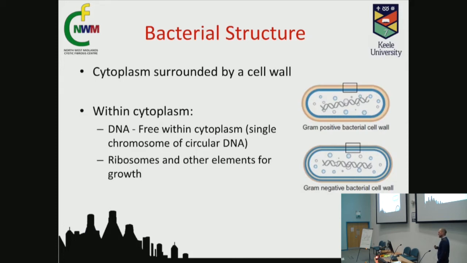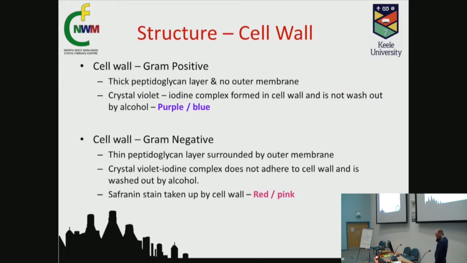And then you have, in addition, also in the cytoplasm, other elements that help you produce proteins or produce energy. So you have ribosomes, for example. And one of the most important things we need to think about is the structure of the bacterial cell wall. So we're going to come back to a difference between gram-positive and gram-negative bacteria. Gram-positive bacteria have a thick peptidoglycan layer and no outer membrane. Okay, so thick peptidoglycan, no outer membrane.